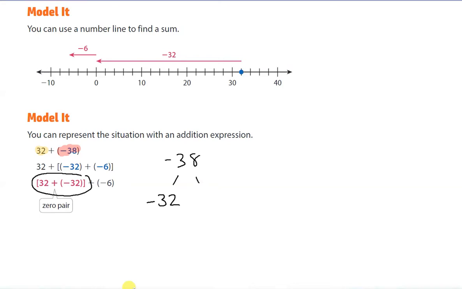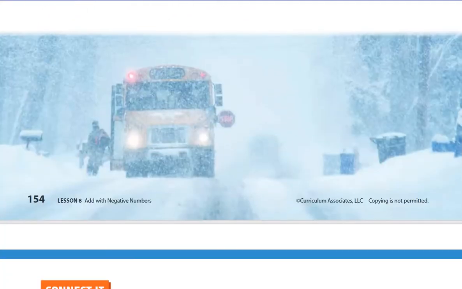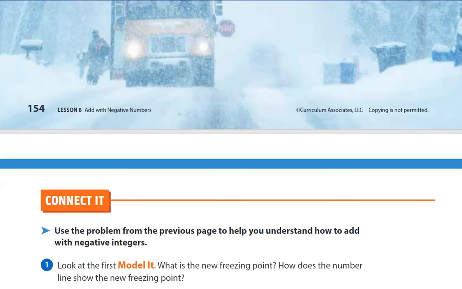And then what's left? Negative 6. Negative 6 and negative 32 make negative 38. So if you take that and flop it right there, the 32 zero pairs with that. So that's clever. I like that. And then more cold. Blue cold.